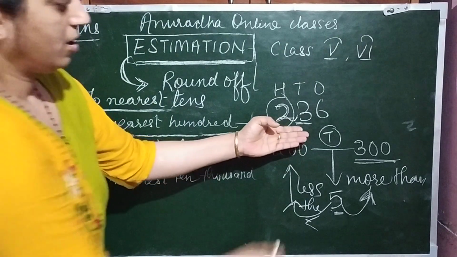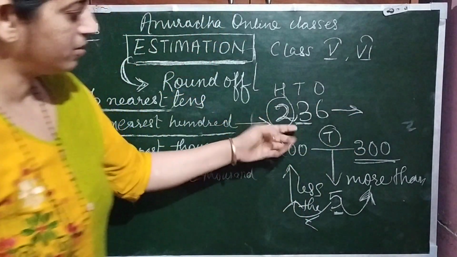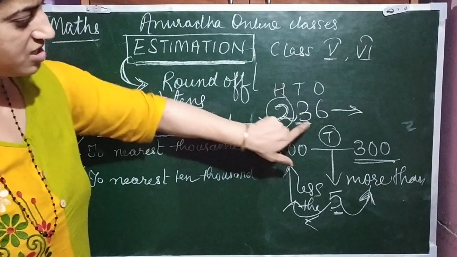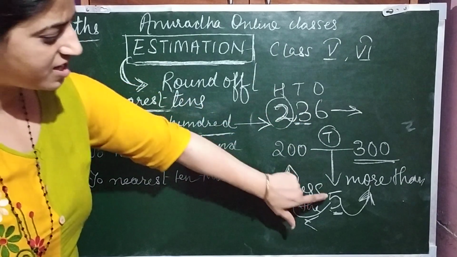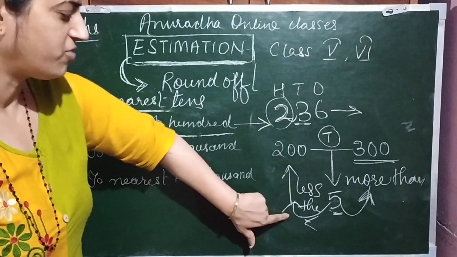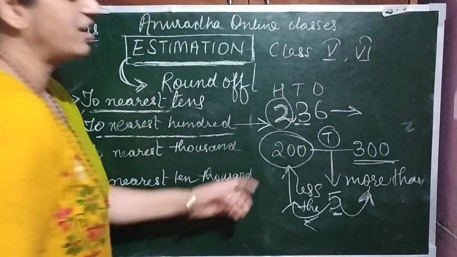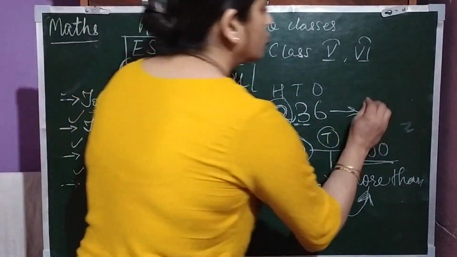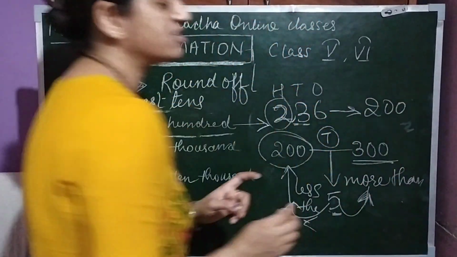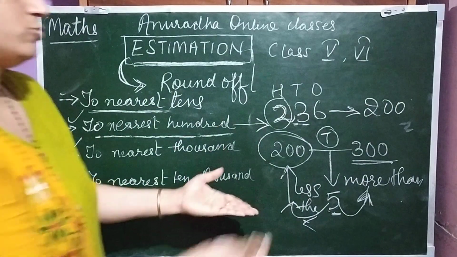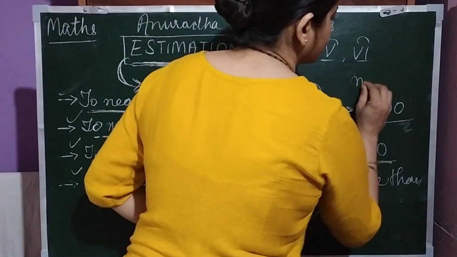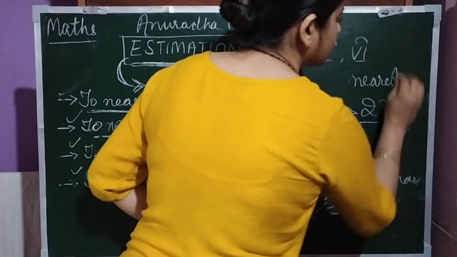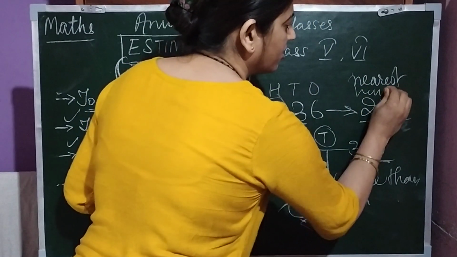Now look at our number. This is 236. Now tens place is 3. 3 is less than 5, yes, 3 is less than 5, means our estimated value is what? 200. Our estimated value is 200. So our answer is what? This is nearest 100. Right?